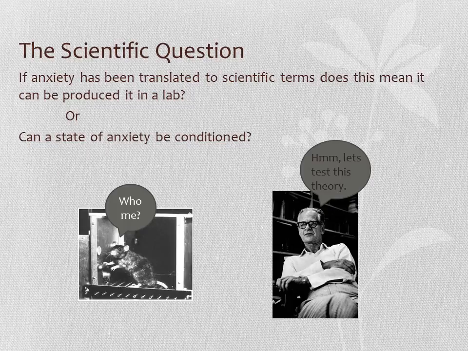Now that B.F. Skinner translated this into measurable terms, he wanted to replicate it in a lab. So the scientific question was, if anxiety has been translated to scientific terms, does it mean it can be produced in a lab? Or can a state of anxiety be conditioned? So he took rats in an operant chamber and he tried to produce this effect.